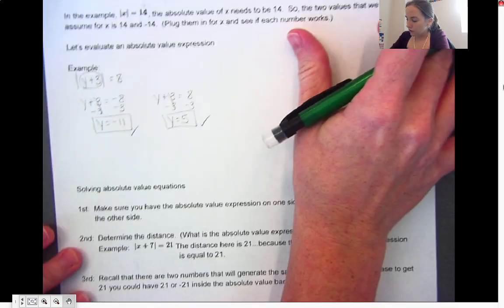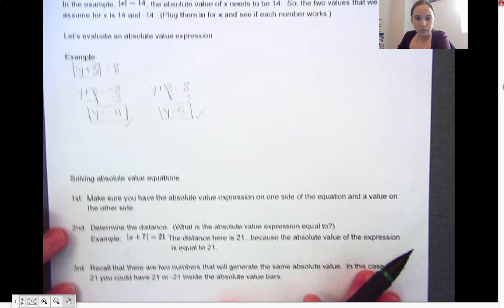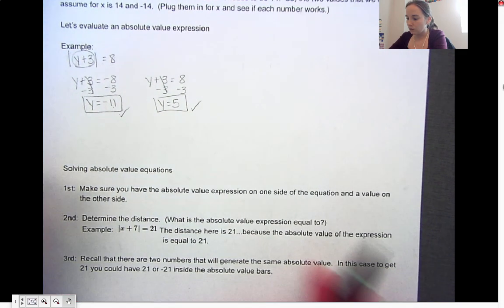Okay, here are the instructions for how to do it. If you want to read through, it's exactly what I did here. It's just in words.